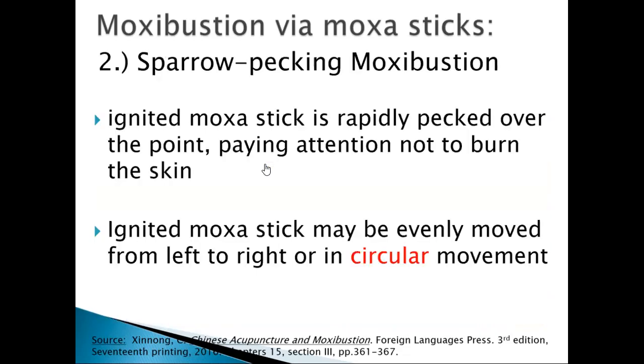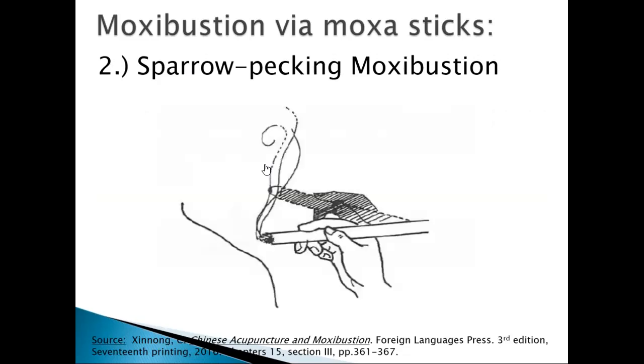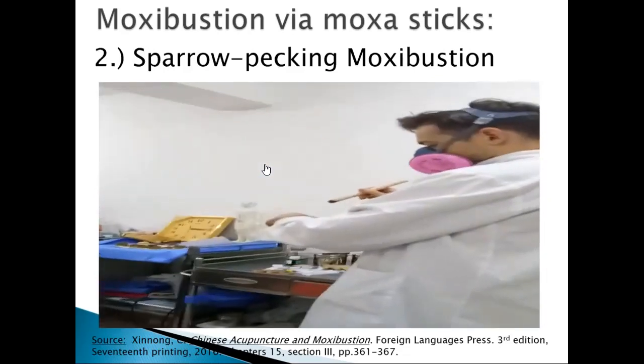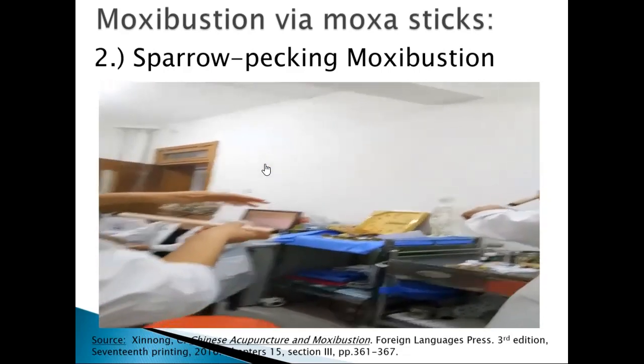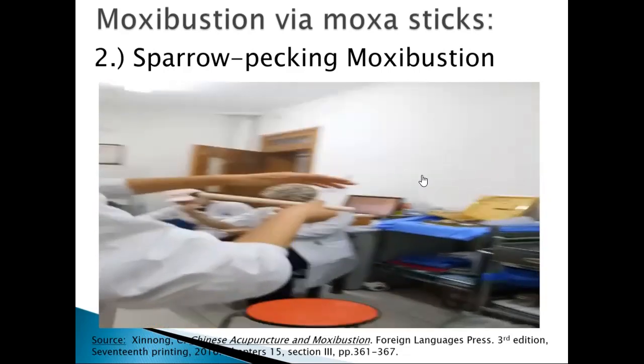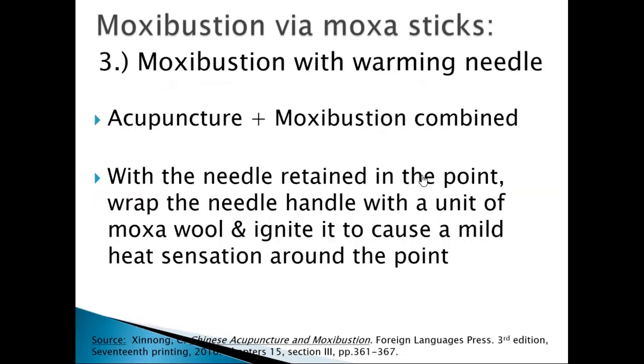Another technique is your so-called sparrow pecking moxibustion. For sparrow pecking moxibustion, an ignited moxa stick is rapidly pecked over the point, paying attention not to burn the skin. The ignited moxa stick may be evenly moved from left to right or in circular movement. Your sparrow pecking looks like this in a picture, but my classmate demonstrated it to me with a video. So sparrow pecking, slow like a sparrow pecking on a tree, sparrow pecking on an acupuncture point.